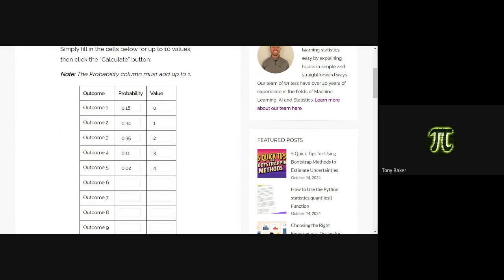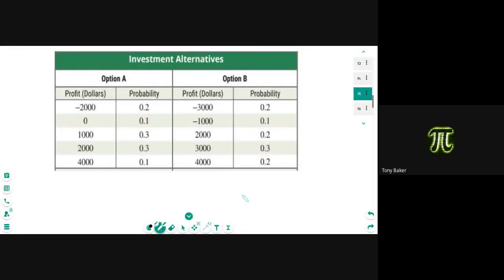So let's look at these two investment options. I'm investing a certain amount of money. My profit for option A, I have a 20% probability of losing $2,000. I have a 10% probability of gaining nothing, a 30% probability of gaining 1,000, a 30% probability of gaining 2,000, and a 10% probability of gaining 4,000. So that's option A. Option B you see over there as well. So the question is what is the expected value of these two? Which one would be the better option to go with?